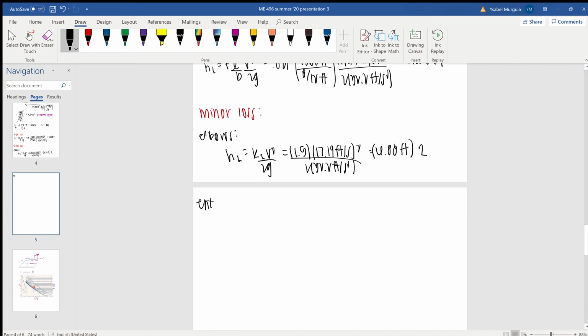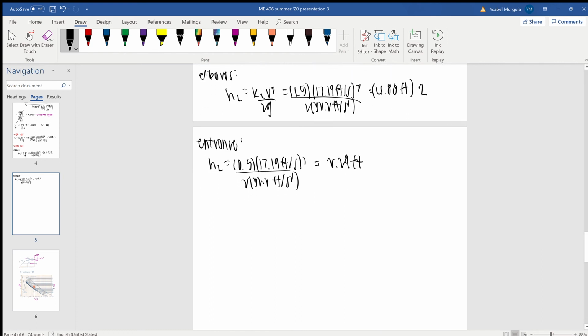The entrance into the pipe is going to be loss coefficient of 0.5 divided by 2 times 32.2 foot per second squared. And then here we get 2.29 feet. And then my exit, which will be 1.0 times 17.19 foot per second squared, divided by 2 times 32.2 foot per second squared. Here I get 4.59 feet.